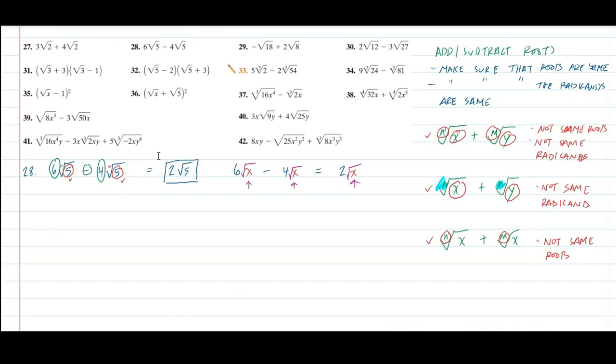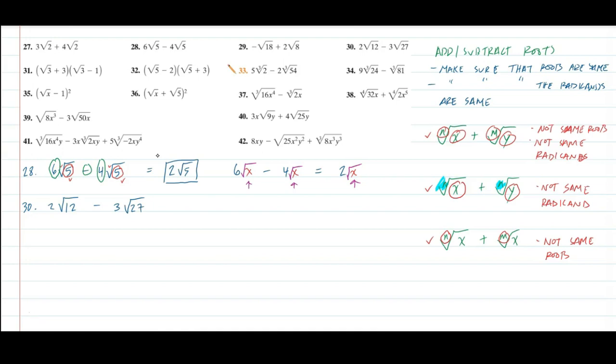Now, let's try number 30. All right? Number 30, initially, well, let's write it down first. 2 multiplied by the root of 12 minus 3 multiplied by the root of 27. Look, initially, what it seems like is, yeah, you can't do anything. I'm going to move on, right? But come on, that would be too easy, right? That would be too easy.